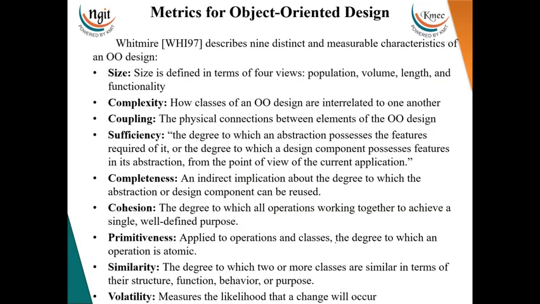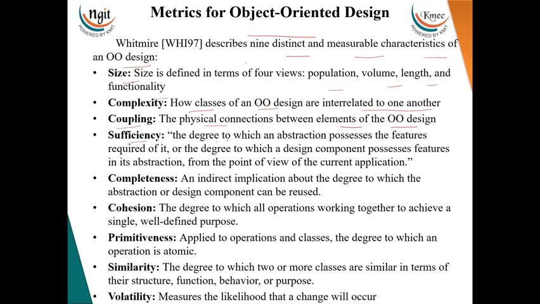Then we talk about metrics for object-oriented design. Whitmire describes 9 distinct and measurable characteristics of an object-oriented design. The first one is size. Size is defined in terms of 4 views: population, volume, length, and functionality. Complexity is how classes of an object-oriented design are interrelated to one another. The next characteristic is coupling, which is the physical connections between elements of object-oriented design.